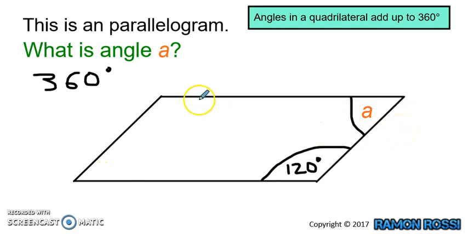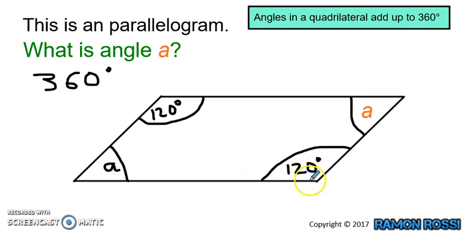Well, the problem is, how do we know what these other two angles are? We need to use our knowledge of a parallelogram. And in a parallelogram, the opposite angles are the same. So this is 120, so that means this is also going to be 120 degrees. This one, we don't know, but we know it's going to be the same as angle A. So really we've got two angle A's.